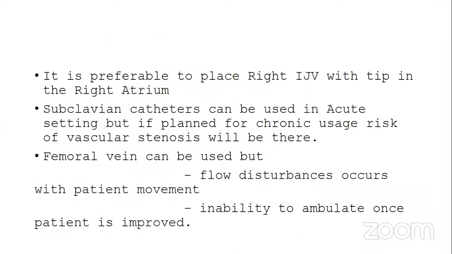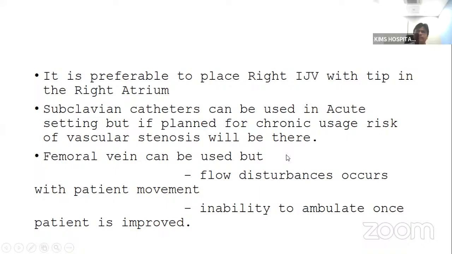And depending on the site of the vascular access, if you anticipate the child is going to require long-term CRRT or dialysis support, we prefer putting this dialysis catheter in the right IJV. Subclavian catheters we usually avoid because there is a risk of vascular stenosis. And the femoral vein can also be used.